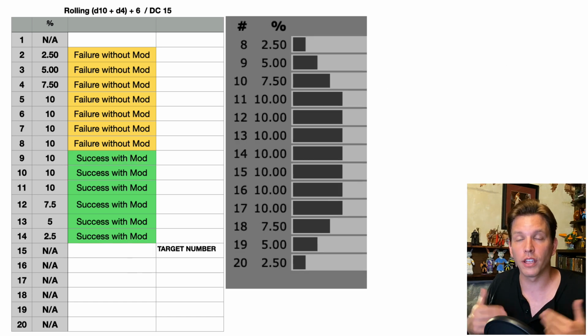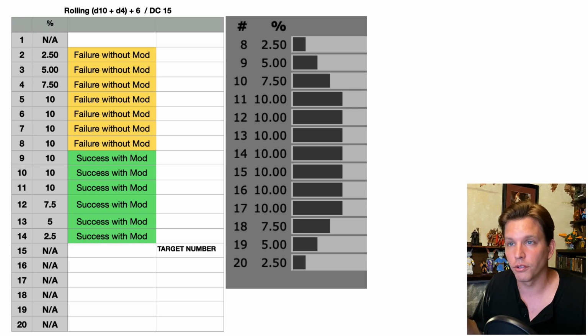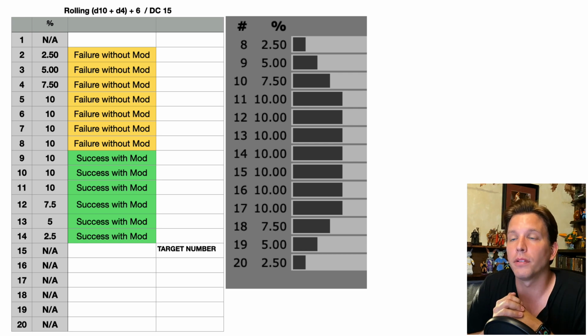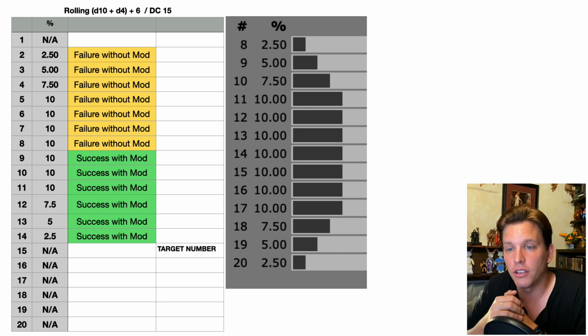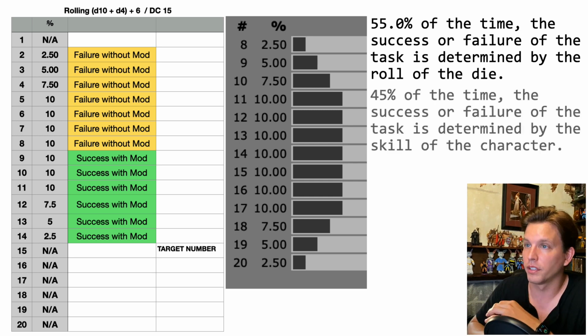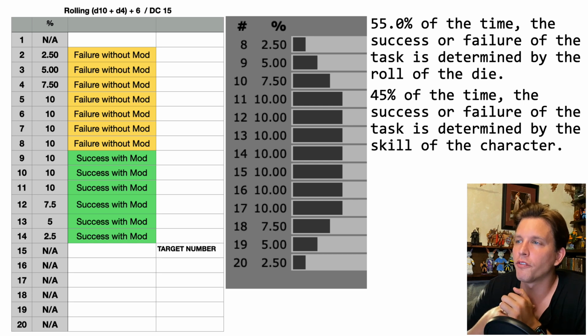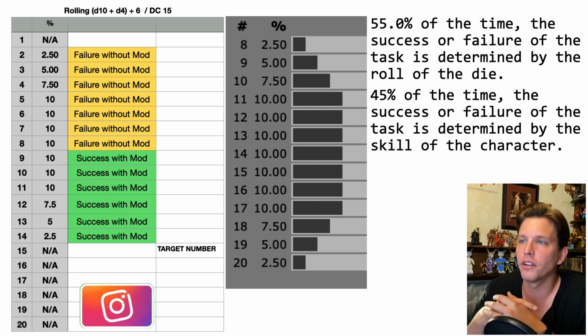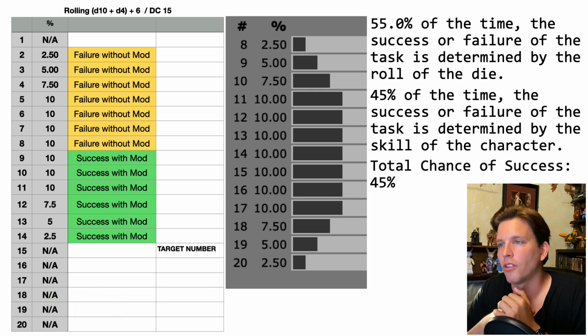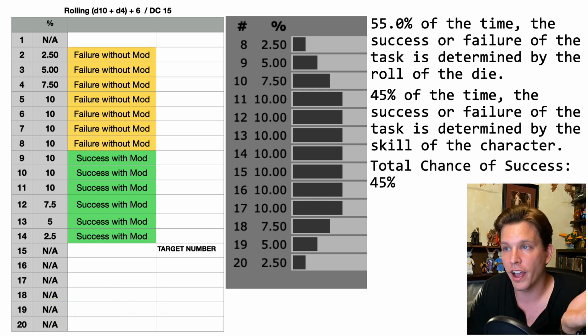So moving on to the next level, which would be level 5 to whatever, I suppose. In this case, we would be using a D10, still rolling a D4, but this time we would be getting a +6. So if we do that, what happens? Well, in this case, 55% of the time, success or failure is determined by the roll of the dice. And then 45% of the time, the success or failure of the task is determined by the skill of the character. And we have a total chance of success of 45%.